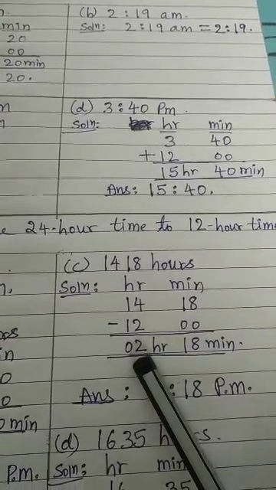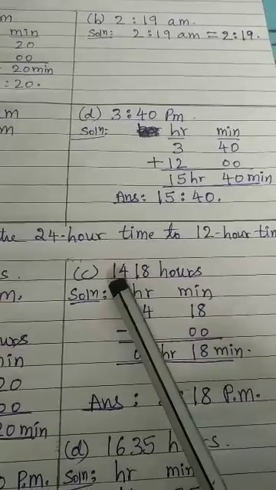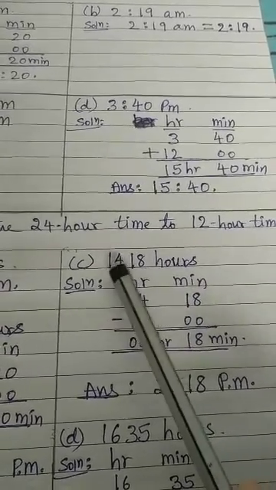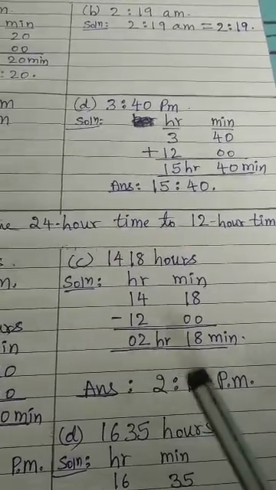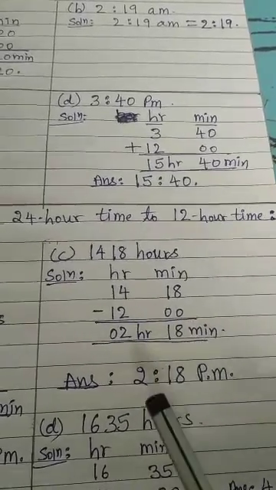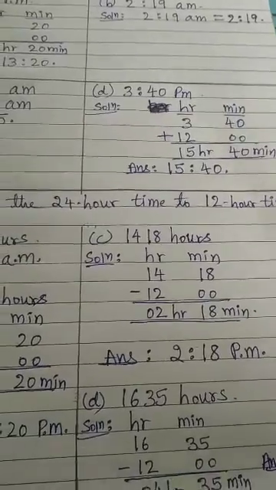But whether it is AM or PM, you must see here. If the hour is more than 12, it means PM. It is more than 12 because it is 14 hours. So the answer will be in PM. So the answer here is 2:18 PM. This is how you have to write.